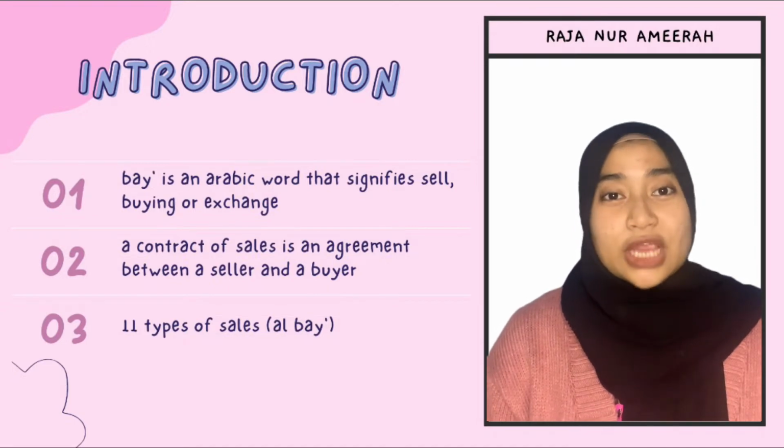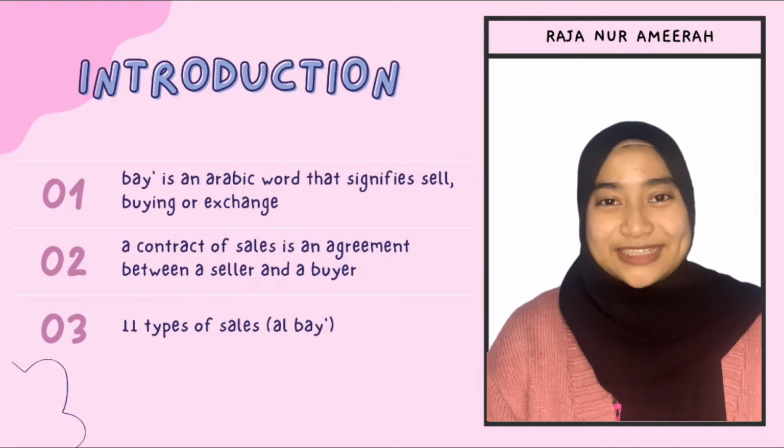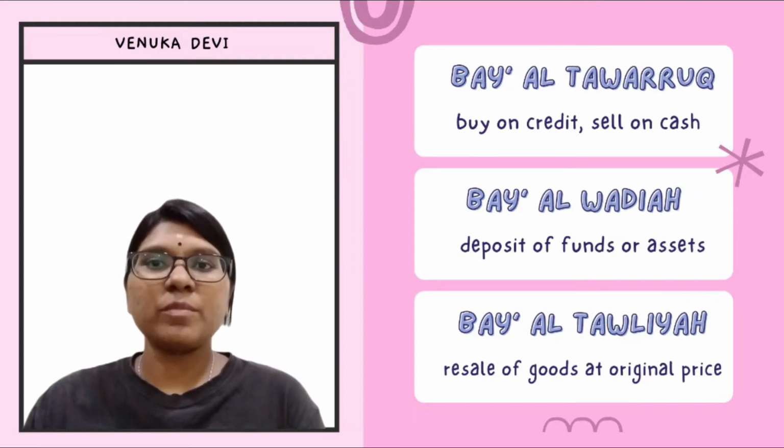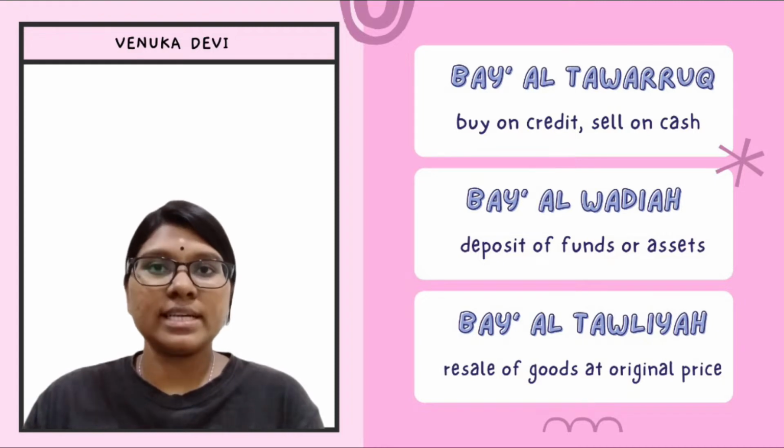My friend will share with you all types of sale. First type of sale is al-tawarruk, that involves a sales contract where a buyer buys an asset from a seller for a deferred payment and thereafter sells the asset to a third party at a low cost.